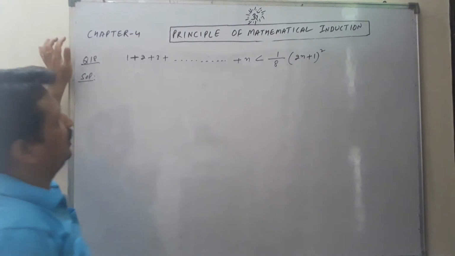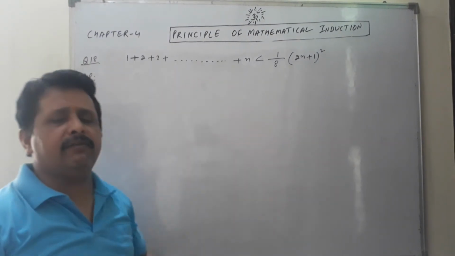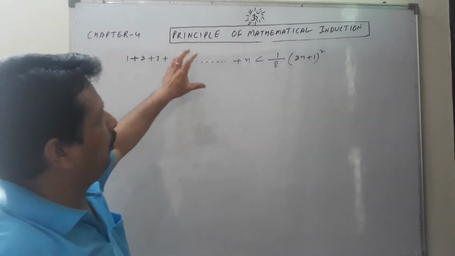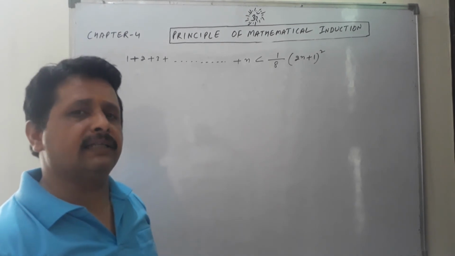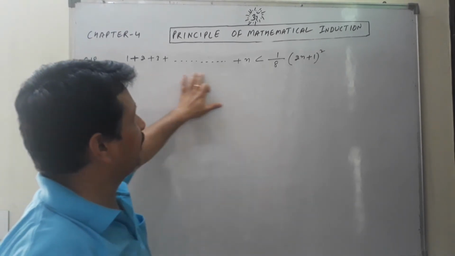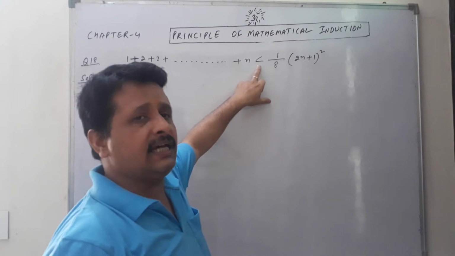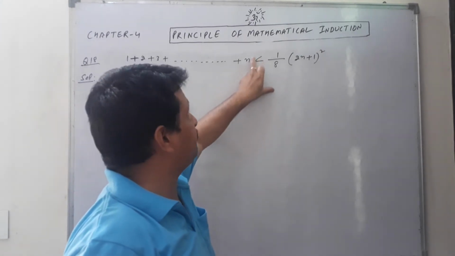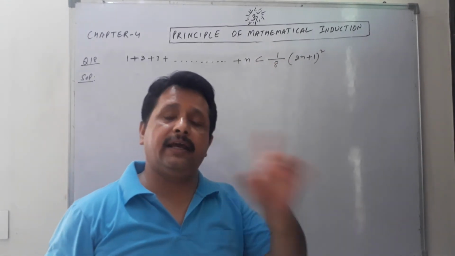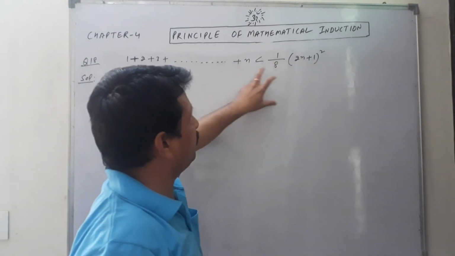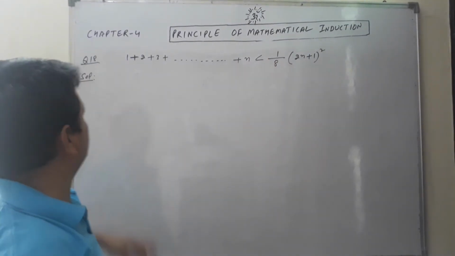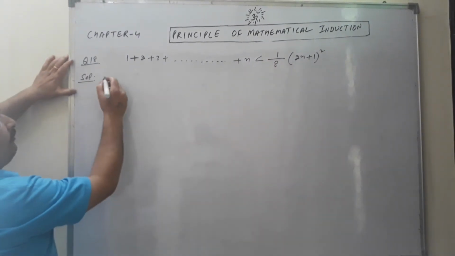Now students, up to question number 17 we have done the questions where we were proving the left hand side as equal to the right hand side. But here you can see the sign of less than, meaning these are inequality problems, and here in the PMI we are going to solve such types of problems also. So let us see how to solve it.